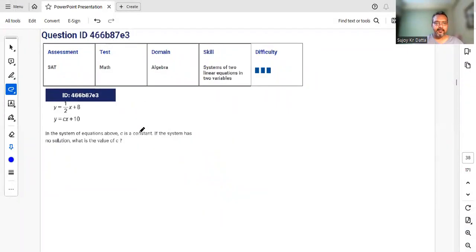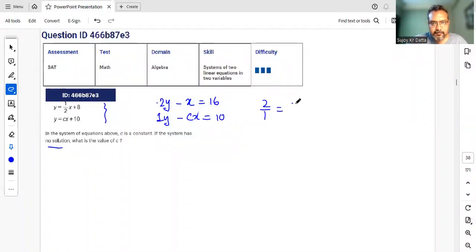Next one. The system has no solution again. So for the no solution scenario, we'll rewrite this: if I multiply by 2 and rearrange the terms, 2y minus x equals 16. You can try it out by first multiplying by 2 and then taking the x. And the other one is y minus cx equals 10. No solution means 2 over 1 equals minus 1 over minus c. So then c becomes half, so 1 over 2.